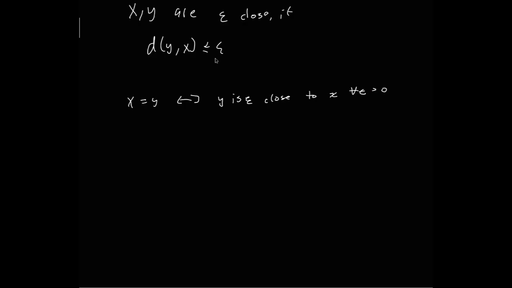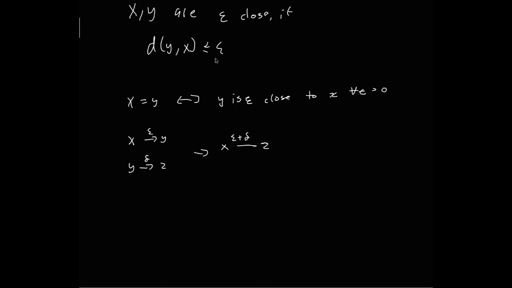And it's also symmetric, right? If x is e close to y, then y is e close to x. Transitive as well. There's also a few other things that we want to note. It's that if x is e close to y and y is delta close to z, then x is epsilon plus delta close to z.